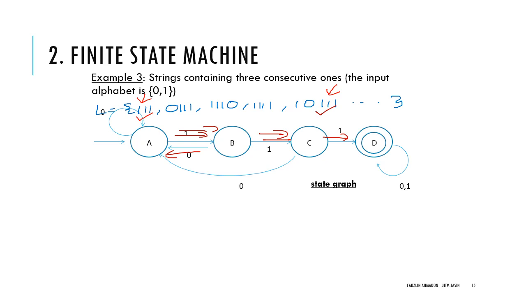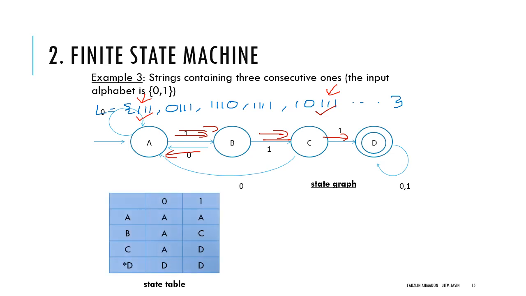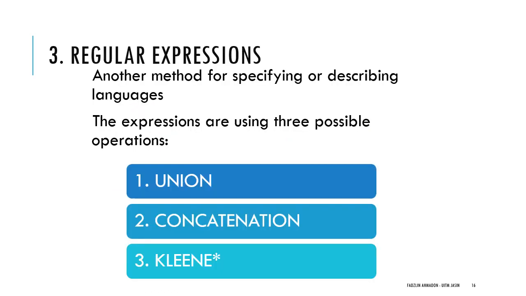Okay, and the state table for this state graph is this one. So you can check later whether this state table is correct. So we are done discussing finite state machines. There is another method for describing language, and that is regular expressions.